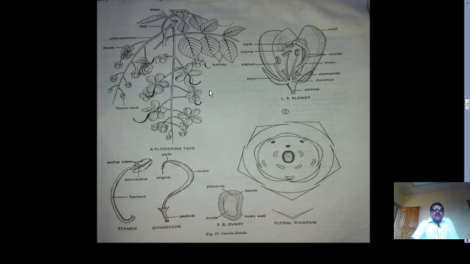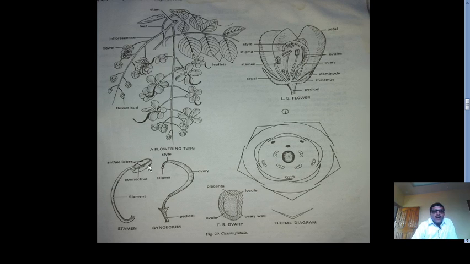This is the structure of a flowering shoot. The leaves are opposite and the inflorescence is racemose, produced at the apex of the branch or from the leaf axil. This is a sickle shaped gynoecium. See, this is a style, this is a stigma, and this is an ovary. This is a stamen.